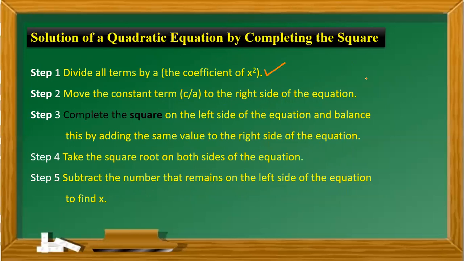In the next step, we will move the constant term, that is c over a, to the right hand side of the equation. In the third step, we complete the square on the left hand side of the equation and balance this by adding the same value to the right hand side of the equation. Then we take the square root on both sides of the equation, and then finally we subtract the number that remains on the left side of the equation to find the value of x.